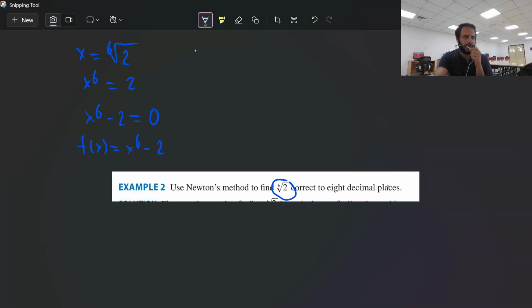Now what's the derivative? f'(x) equals what? 6x^5, right? And you write the formula: x_{n+1} equals x_n minus f(x_n) over f'(x_n), which equals x_n minus x_n^6 over 6x_n^5, right? Now we need to choose x1, because x1 is not given here.